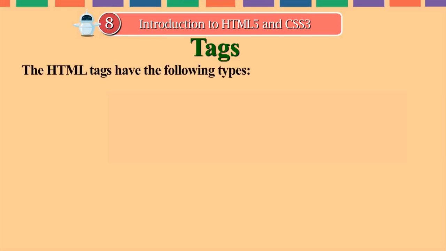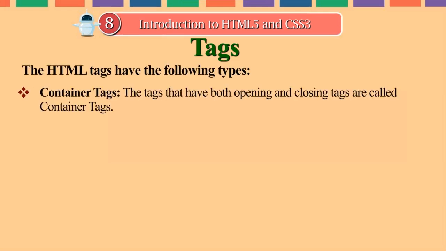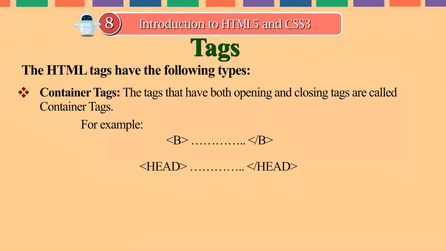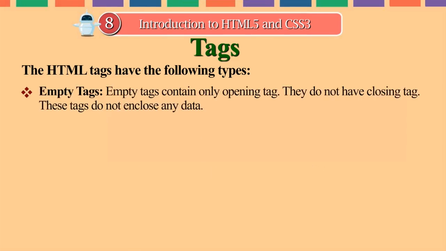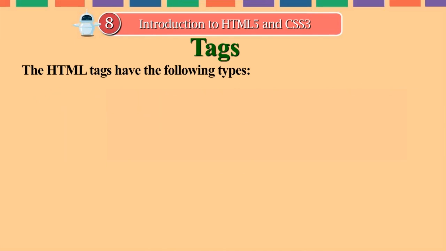The HTML tags have the following types: container tags. The tags that have both opening and closing tags are called container tags. For example, <b></b>, <head></head>. Empty tags. Empty tags contain only an opening tag. They do not have a closing tag. These tags do not enclose any data. For example, <br>, <hr>, etc.